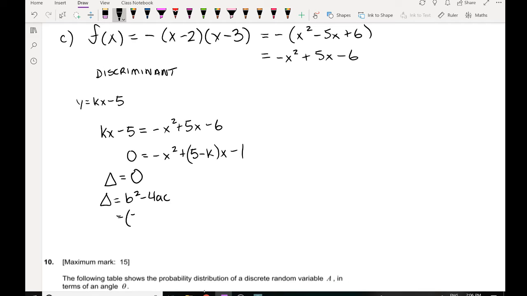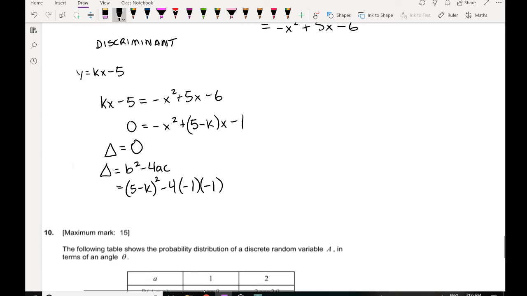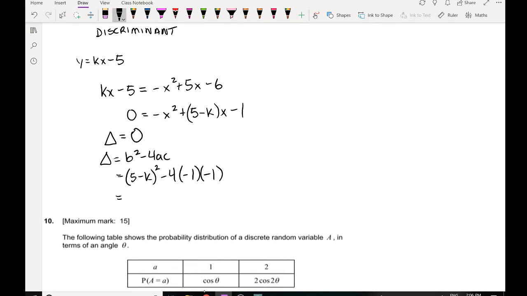The b value is 5 minus k, and a is negative 1, and c is negative 1. So this is going to expand out to be k squared minus 10k plus 25 minus 4. So k squared minus 10k plus 21 when I simplify that.